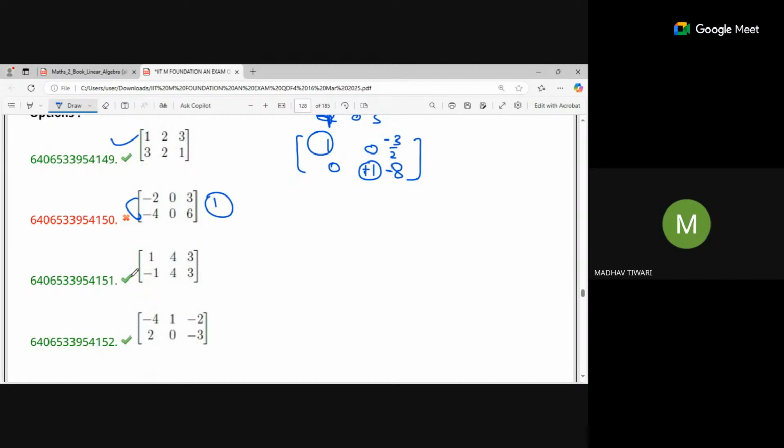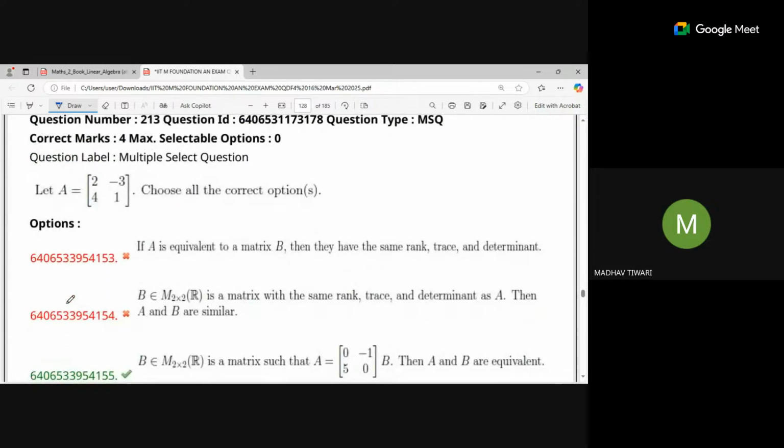In next one, you can see the rank is again 2. Yes. And in this one, rank is again 2. So that's why these 3 options are correct. Okay. After that, we have this.